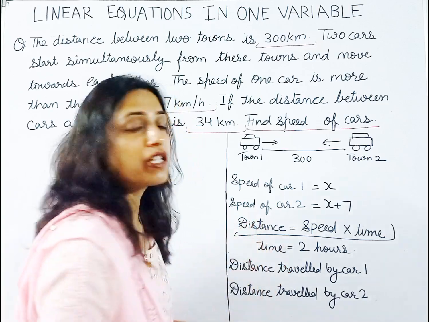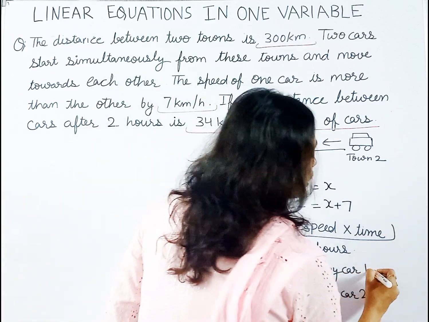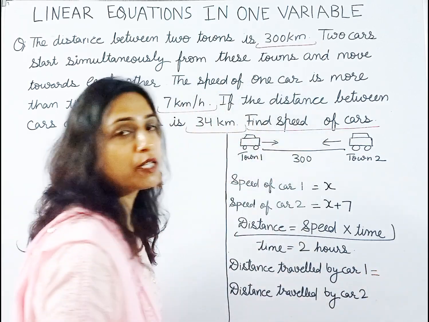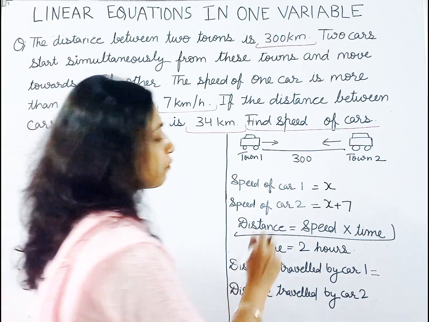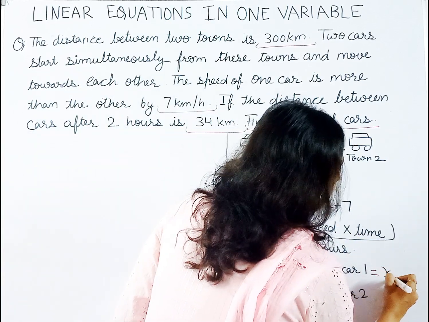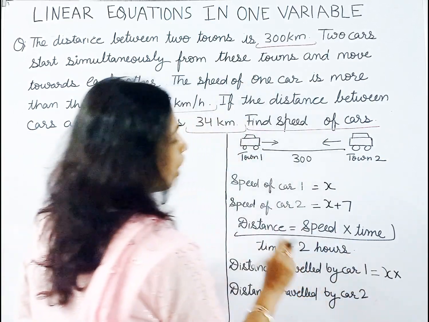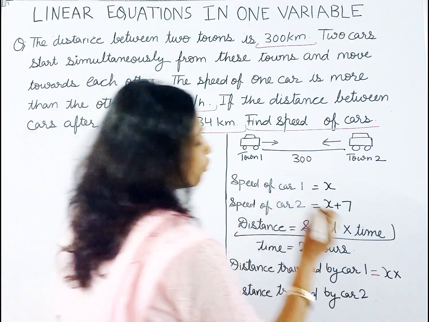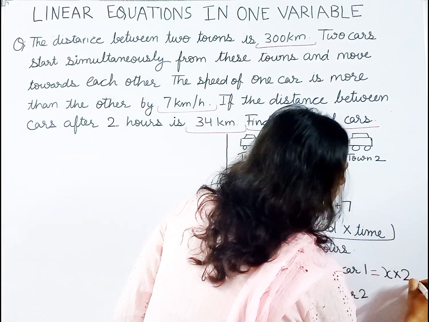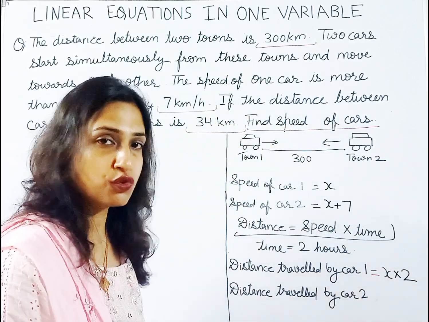So distance traveled by the first car is equal to speed of first car multiplied by the time. The speed of first car is x and the time is 2 hours, it is given to us. So distance traveled by first car is x multiplied by 2.